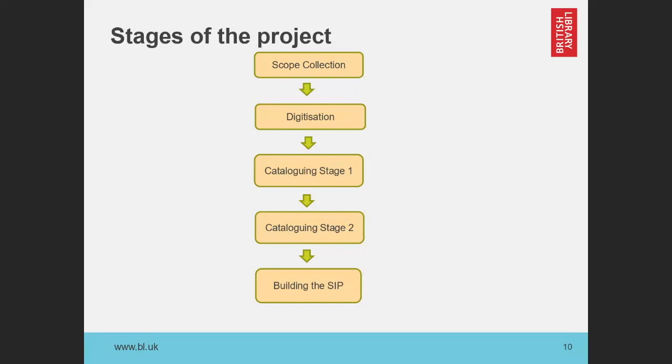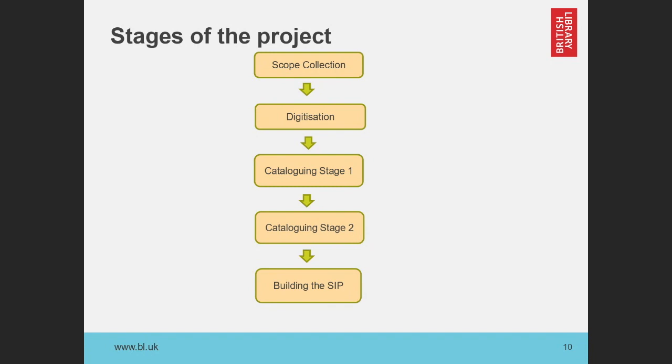Okay, so just before I start on the cataloguing process, I'm just outlining the stages of the project. So this is an overview of the workflow. You can see that first we scope the collection, which is what I'll talk about next. Then the files are digitized.